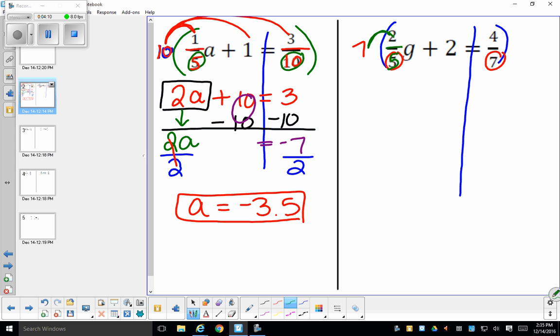So you have 7 times 2, divide by 5, and your calculator says 2.8, but I'm trying to get rid of icky numbers. I don't really want fractions. I don't really want decimals. I want whole numbers or integers.